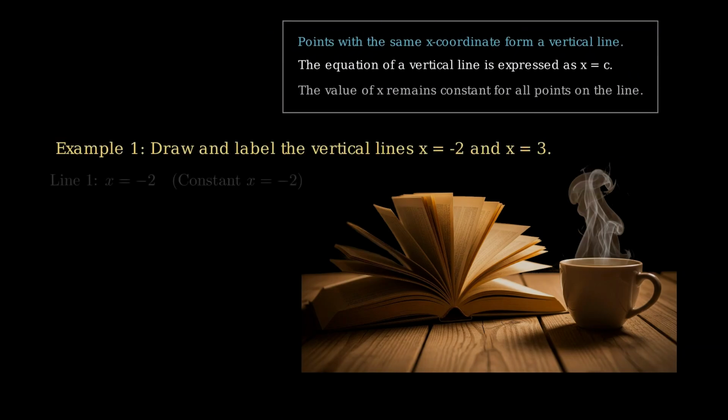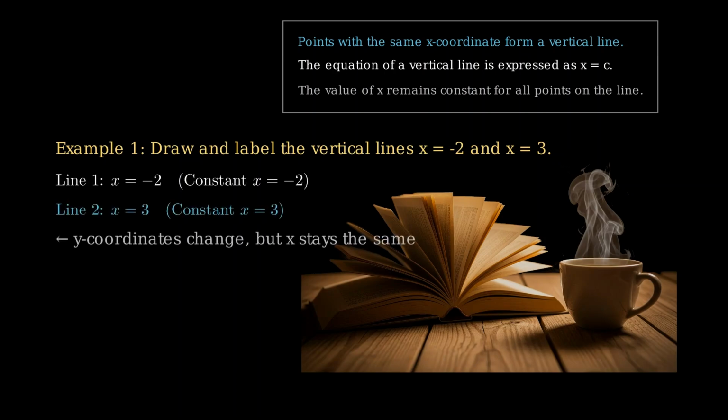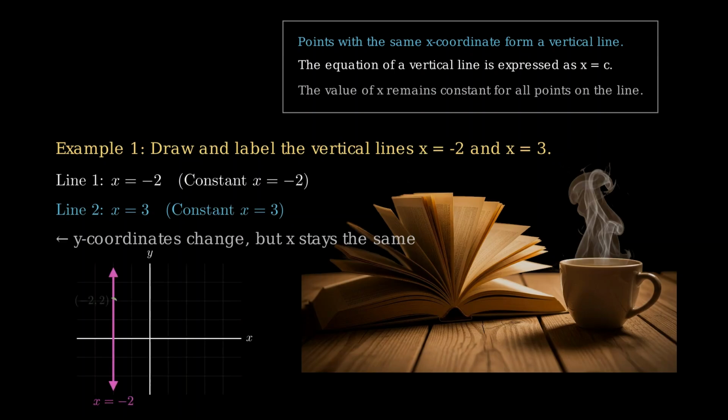Let's look at example 1. Draw and label the vertical lines x equals -2 and x equals 3. For the line x equals -2, we find -2 on the x-axis and draw a line straight up and down. For the line x equals 3, we find +3 on the x-axis and draw another vertical line. Notice that while the y-coordinates are completely different for each point on these lines, the x value stays exactly the same all the way through.